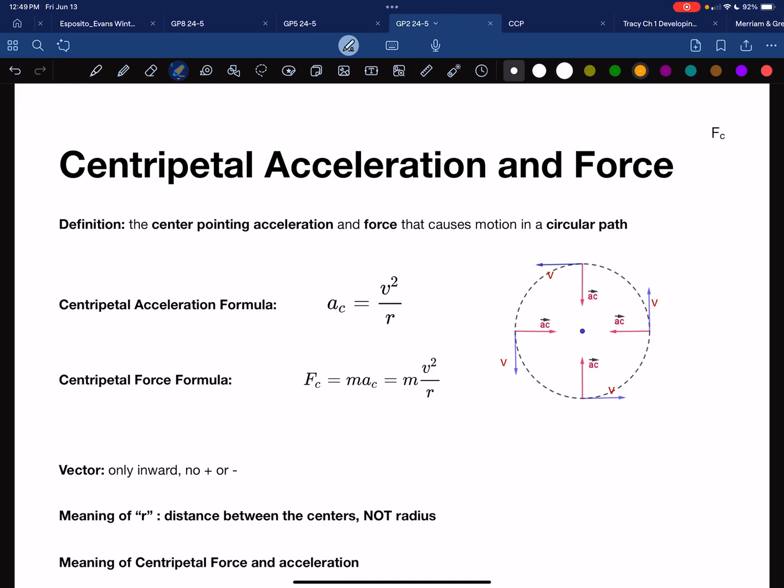In this video, we're going to learn about centripetal acceleration and centripetal force. Well, what is the definition of this word centripetal? Well, centripetal acceleration and force refers to the center pointing acceleration and force. And that is what the word centripetal means. It means center pointing. And it's the acceleration or the force that causes motion in a circular path.